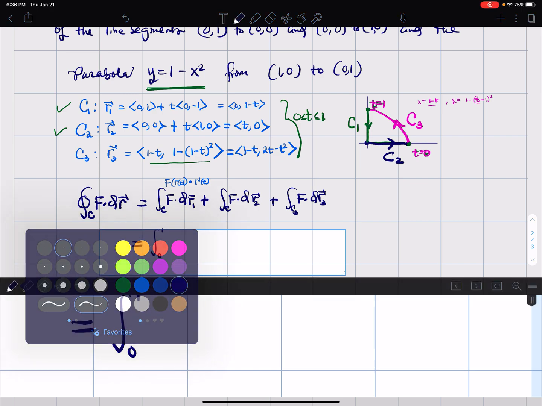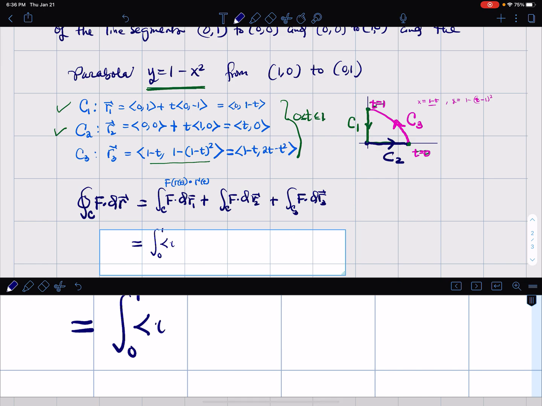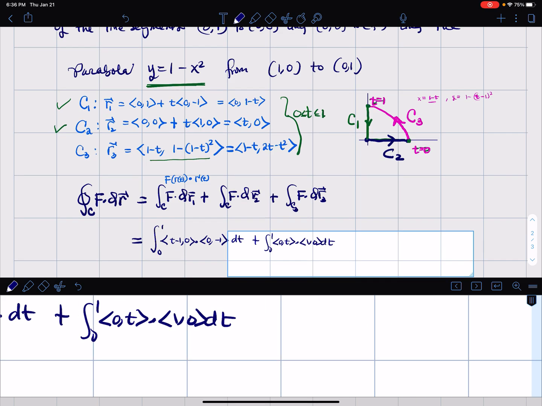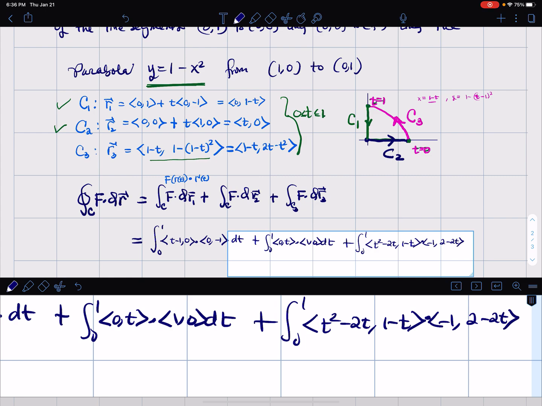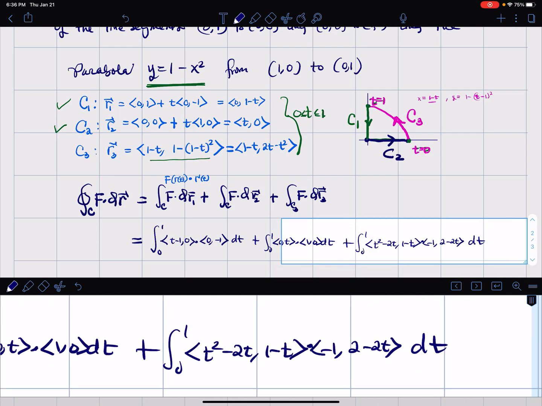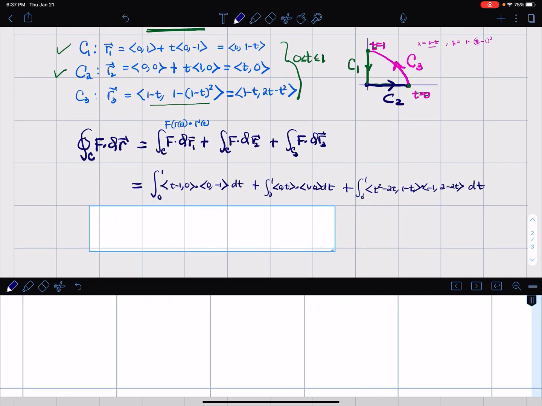So if I do that, I get the integral from 0 to 1 of (t - 1, 0) dot (0, -1) dt, plus the integral from 0 to 1 of (0, t) dot (1, 0) dt, and then plus the integral from 0 to 1 of (t squared - 2t, 1 - t) dot (-1, 2 - 2t). All right. Okay, so make sure you check all this and let me know if there was any mistake.